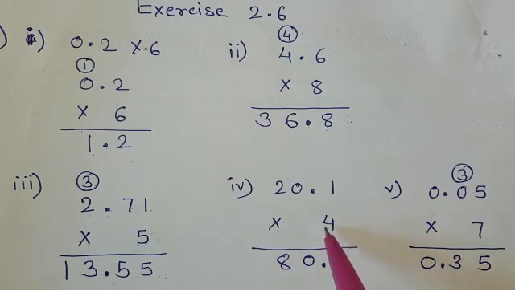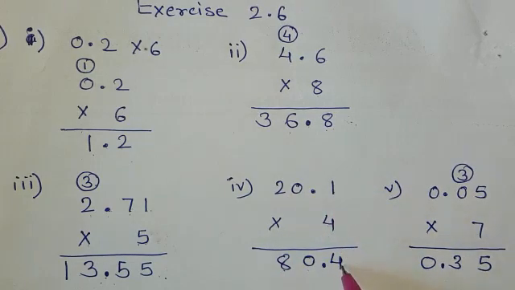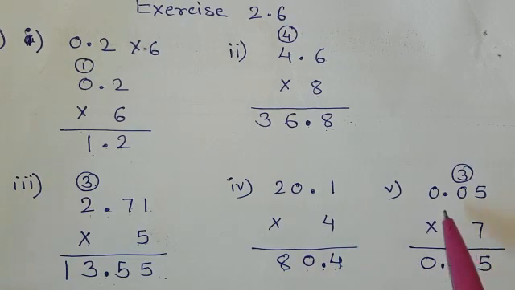Next is 20.1 into 4. 4 ones are 4, 4 zeros are 0, 4 twos are 8. After the point there is only one digit. So from the right side I will leave one digit, that is 4, and put the point between 0 and 4. So my final answer is 80.4.